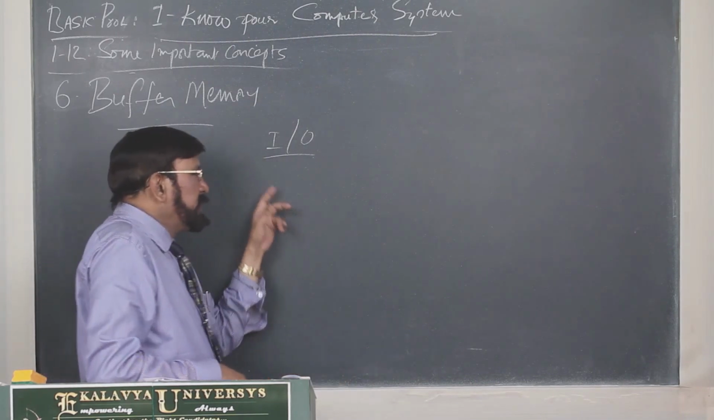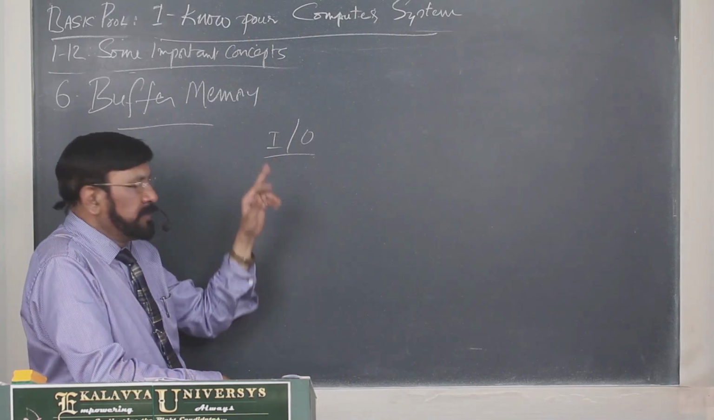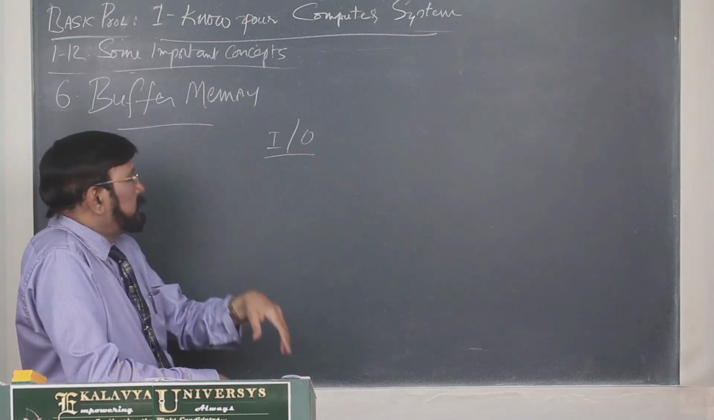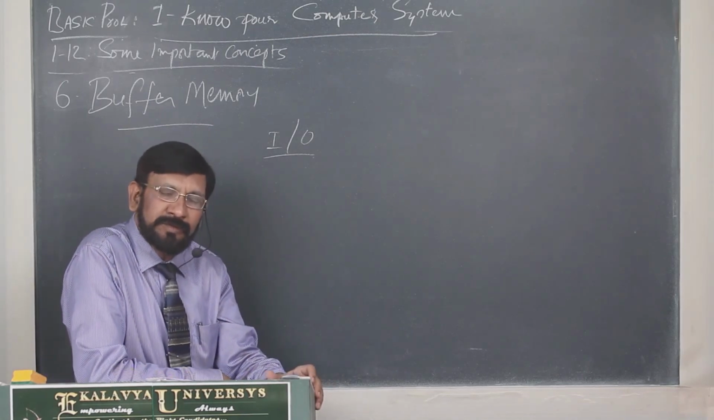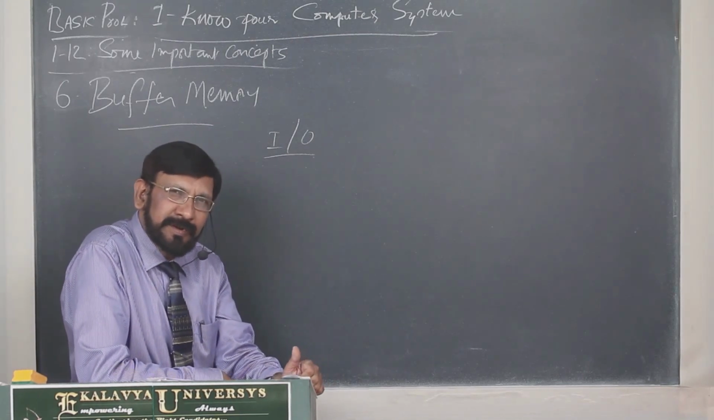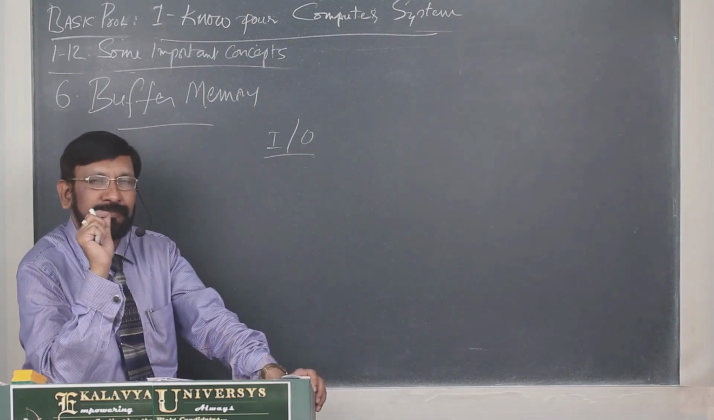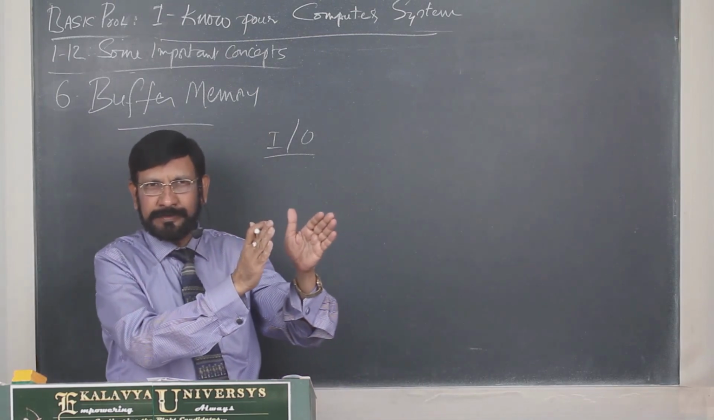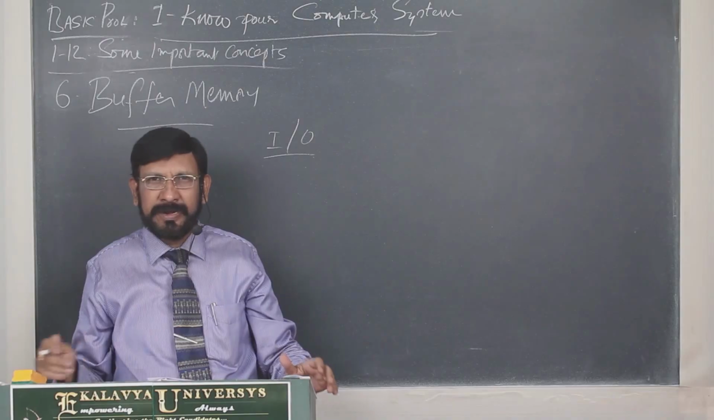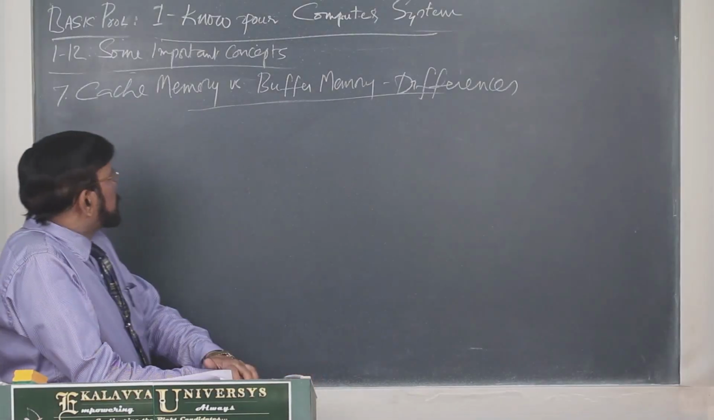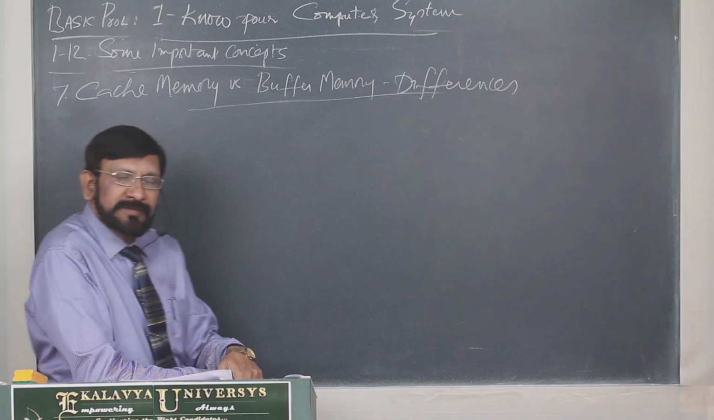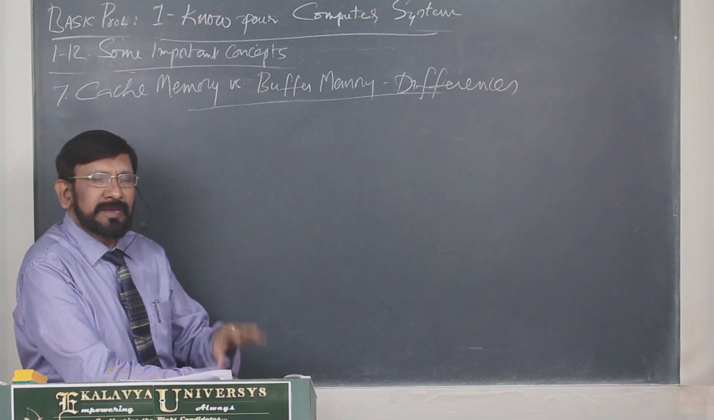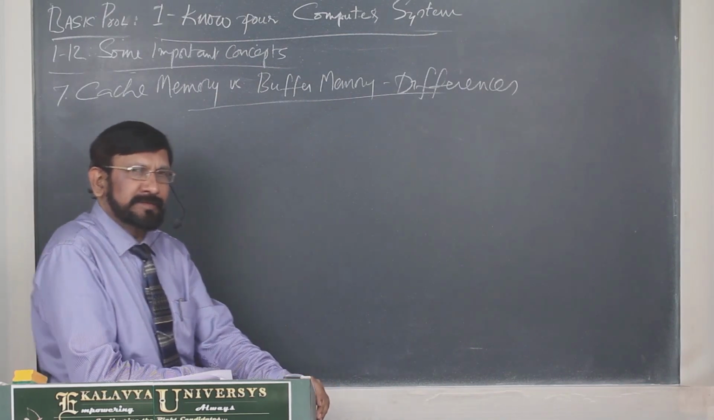Understand? Because of that reason, in input and output of disks, printers and all that, this buffer memory is useful to equate speeds. In the case of a printer buffer, the process is called spooling. That you have to remember. That is the basic difference between cache memory and buffer memory. Now, let us consider the differences between cache memory and buffer memory. By this, you can have a clear understanding of both the concepts.